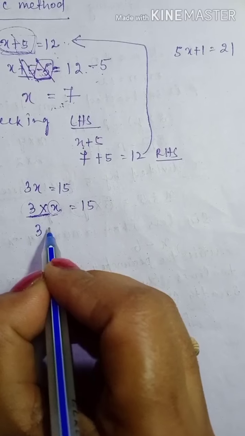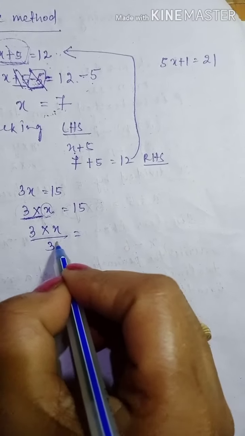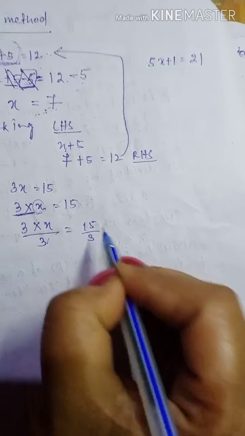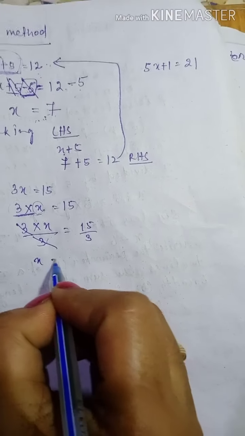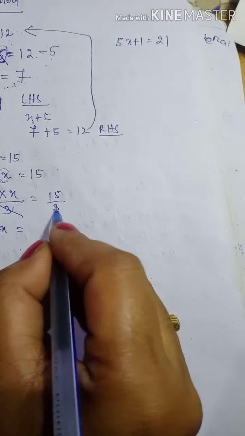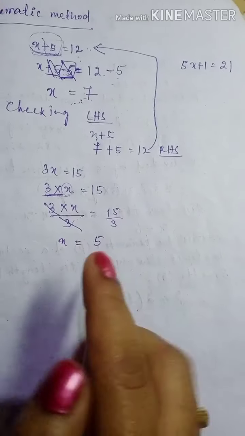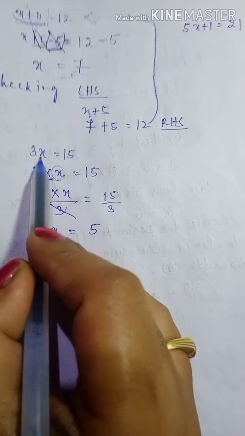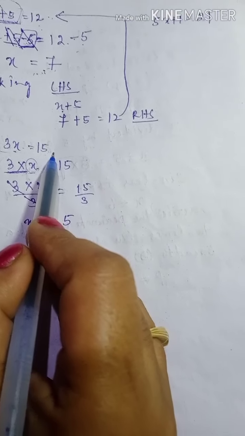So see, 3 into x by 3 is equal to, as I am doing here by 3, here also I will do by 3. 3 is cancelled with each other, then I got x, only x is equal to 5. 3 5s are 15. The value of x is equal to 5. If I put the value of x as 5 here, then 3 5s are 15. LHS became RHS. Then it is simplified.